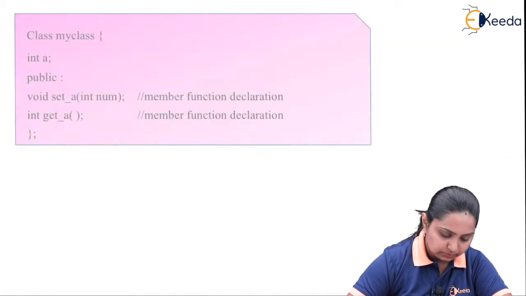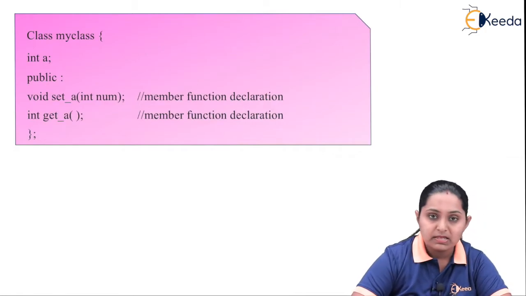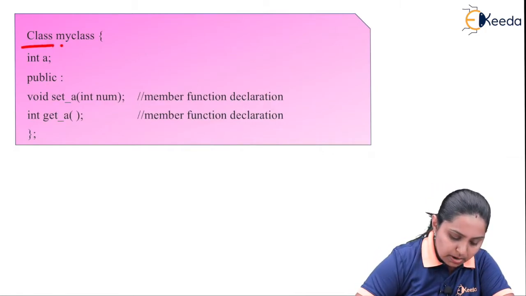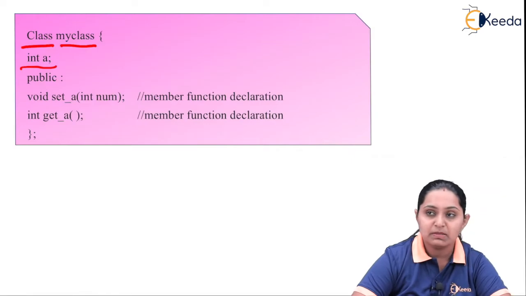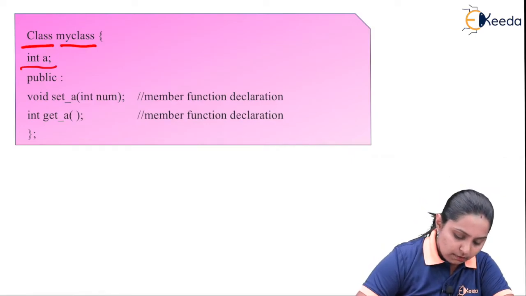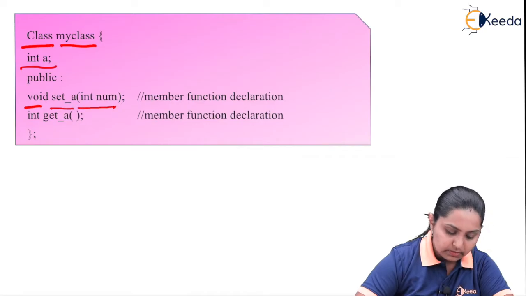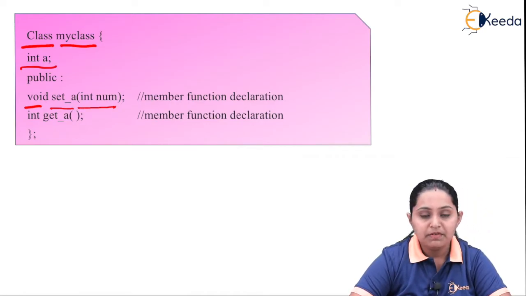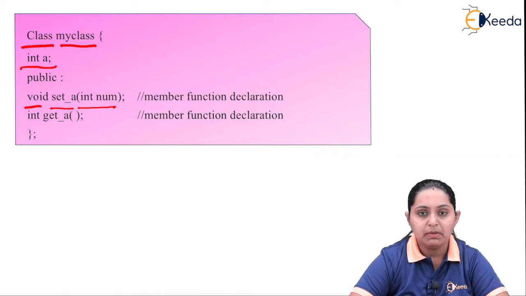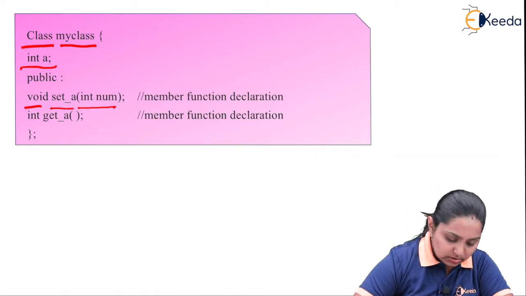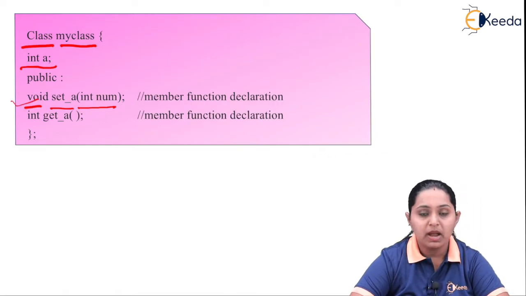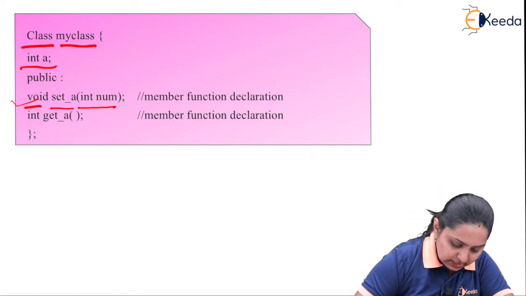Next, we'll see the example. Class MyClass. Inside MyClass, I created one data member as int a, which is private. Then void setA(int num). So I've created a member function which is void setA with the parameter int num. But for this member function, I have not provided the function definition. I have just specified the function signature or prototype.